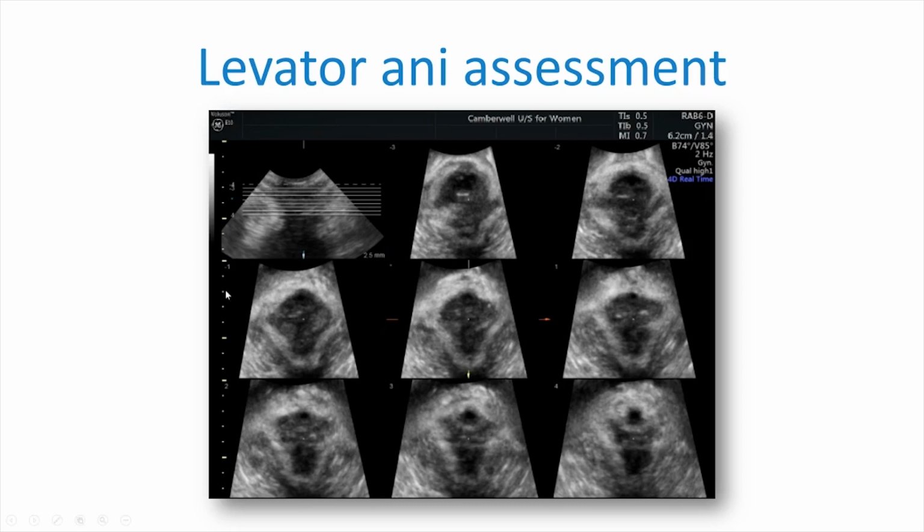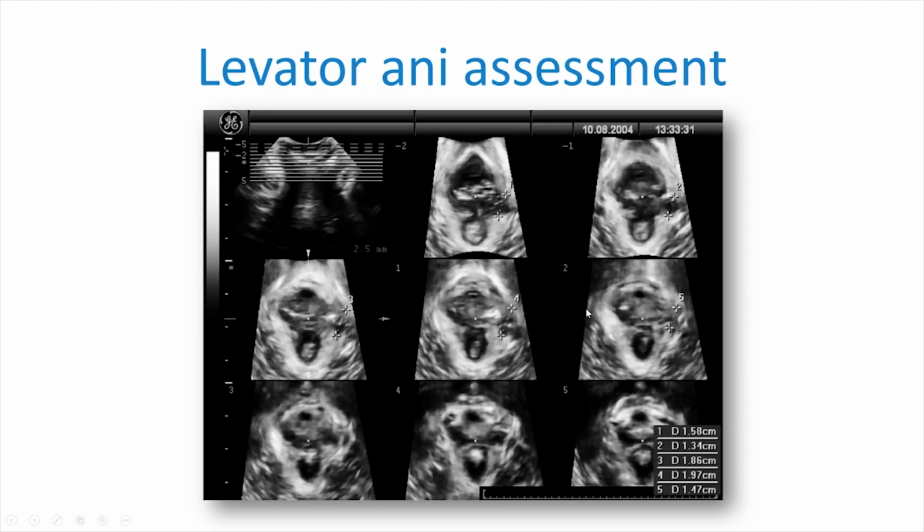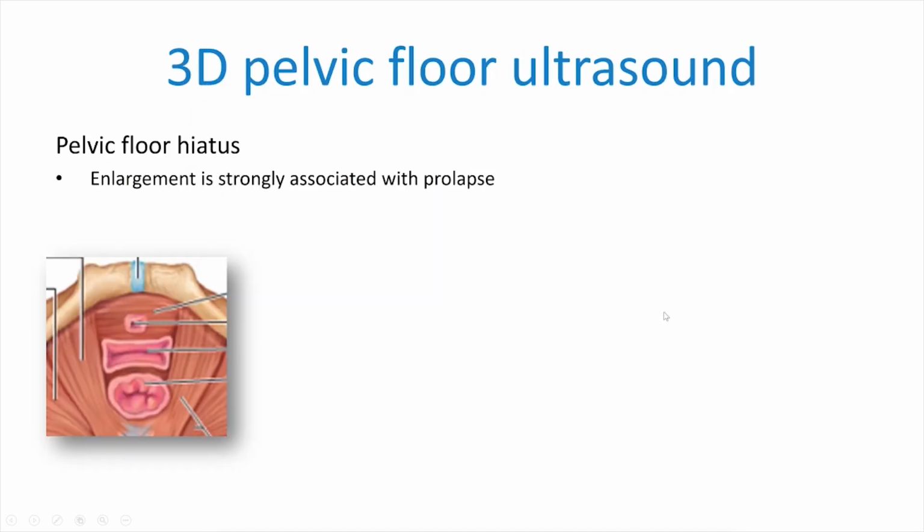So this is a normal levator ani. We concentrate on these middle 3 images where it's all clearly intact and symmetrical. But versus this one here, we see that there's a defect on the patient's left here. So that's levator ani assessment.